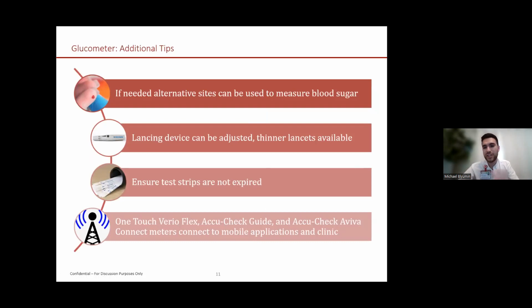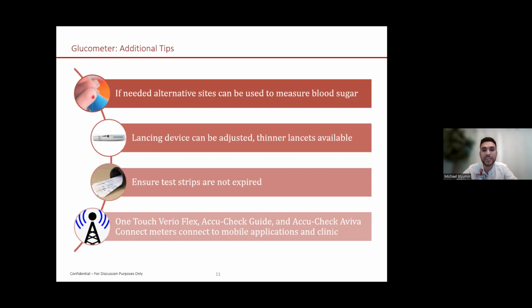Now, some additional tips. We went through the basic steps. If needed, you can use an alternative site outside of the fingertip to measure your blood sugar. This is used if it's really difficult to obtain any amount of blood with the fingertip. I've had a few patients where either the skin is hard or, it's unclear why, but the lancet device does not get a good bubble of blood. In this case, the exact alternative site really depends. It can be your palm or sides of the palm, forearm, but it's going to depend on the meter you're using, to make sure that it's calibrated to those sites.